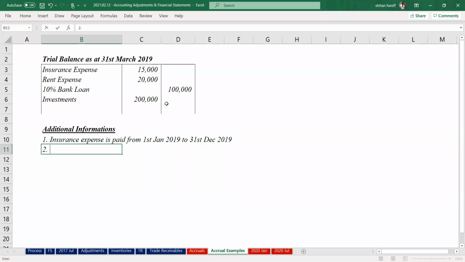Okay, number two, monthly rent for the building is 2,000 rupees. Monthly rent for the building is 2,000 rupees.